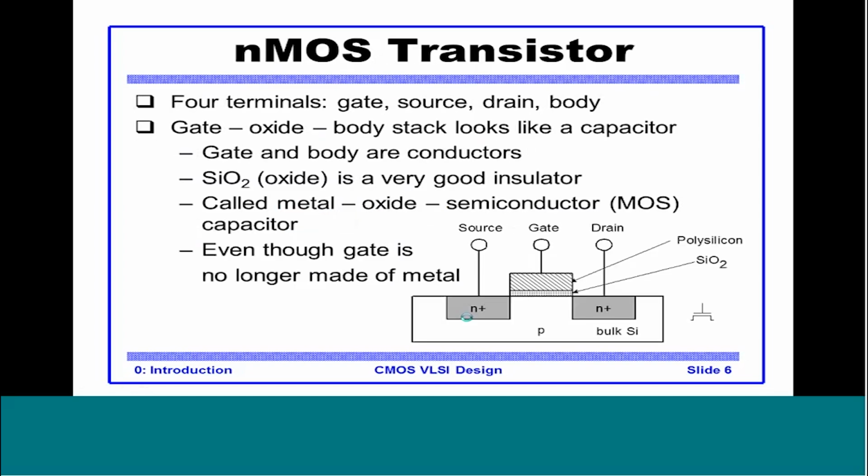Now the extension of a diode is a transistor. A transistor is made up of 4 terminals: gate, source, drain and body. In many textbooks, the body terminal is usually not discussed, but when we talk about fabrication or about CMOS gates, this body becomes a very important terminal.